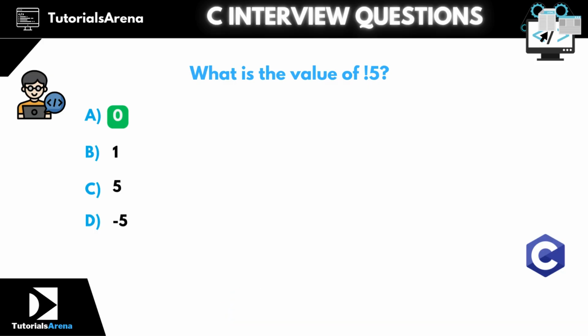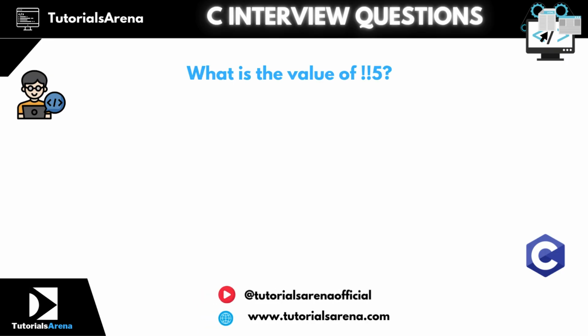Moving on to the next question. Question 91. What is the value of double exclamation mark 5? Option A, 0. Option B, 1. Option C, 5. Option D, -5. The correct answer is option B, 1.